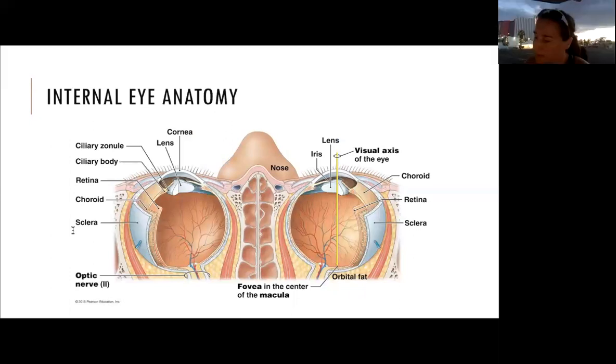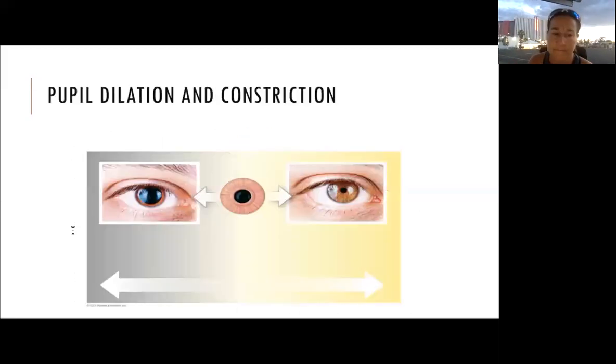Dilation, pupil is wide open. Constriction, pupil is smaller. And then we already talked about the neural part that's going to have the retina in the back. That's what we talk about as far as anatomy.